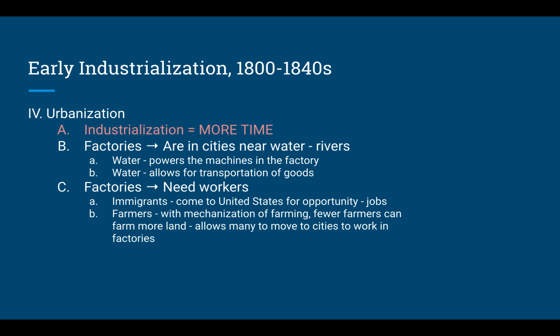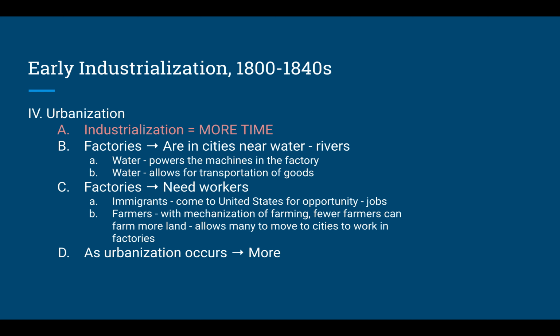Farmers, with mechanization of farming, fewer farmers can farm more land, allows many to move to cities to work in factories. So let me break this down. Because they are starting to use machines for farming, you don't need as many hands in the field. As a result, there are less people working on farms. For those people to find jobs, they go to the cities to find work in factories.